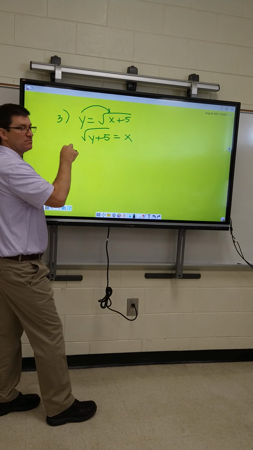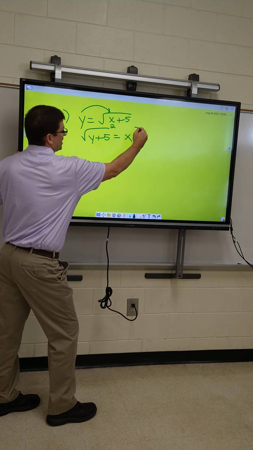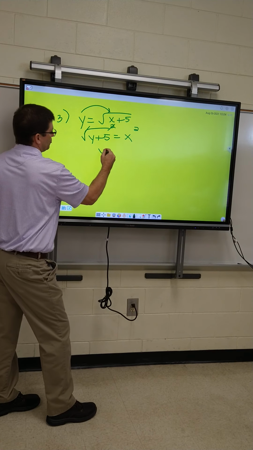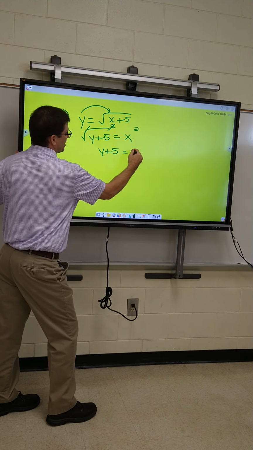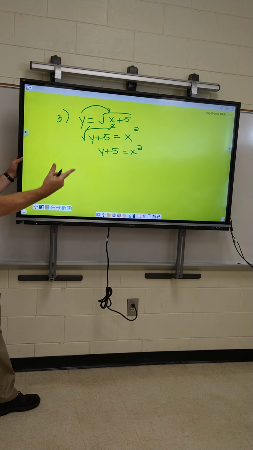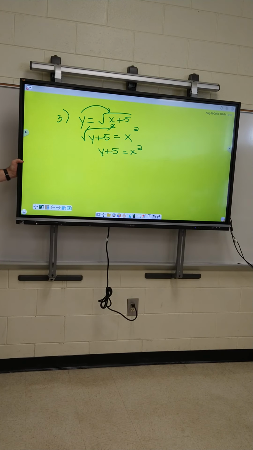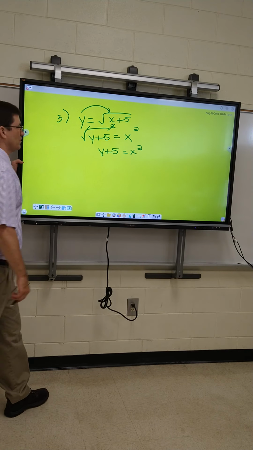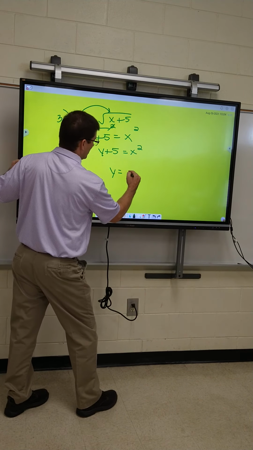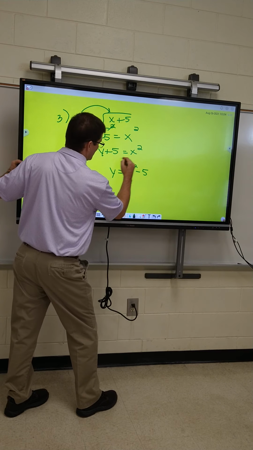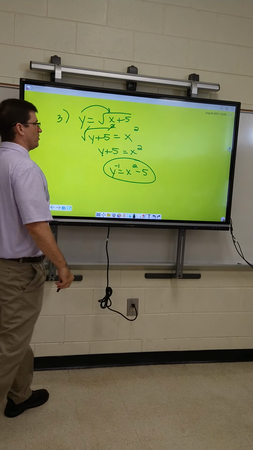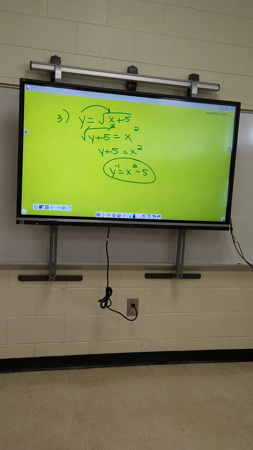River, how do I do that? You square it. We're gonna square both sides to do that. So y plus 5 now equals x squared, because if you square one side, you gotta square the other side. All right, now what's the last thing I gotta move over? 5. Plus 5, move it over, is minus 5. And since that's my answer, I need my -1 right there showing that's my inverse.